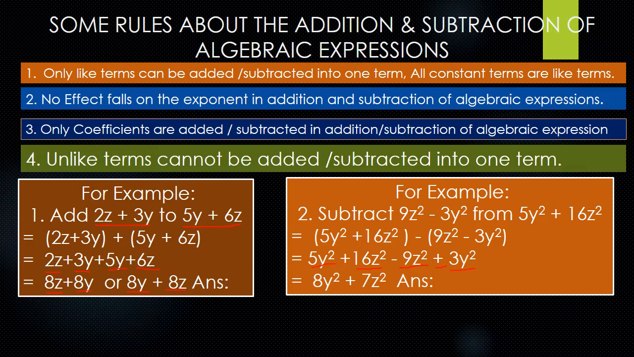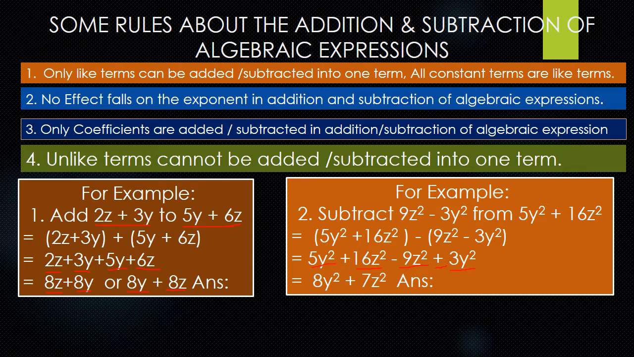In the second case 16z square and minus 9z square, so I will subtract 9z square from the 16z square because the signs of the terms are different, and when the signs of the like terms are different they are subtracted from each other. So here we have got 8y square plus 7z square and this is the answer.